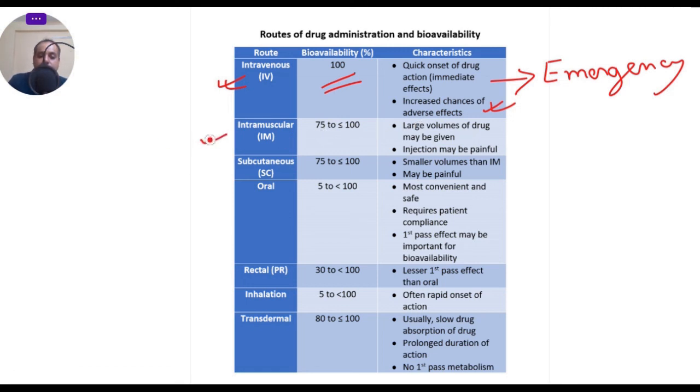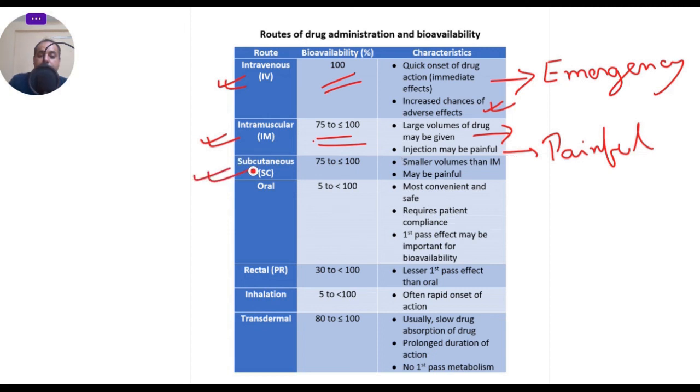The second route is the intramuscular route. For the intramuscular route, the bioavailability varies from 75 to less than or equal to 100%. Larger volumes of drugs may be given, right? But as we all know, these injections can be painful. That is, intramuscular injections can be painful.